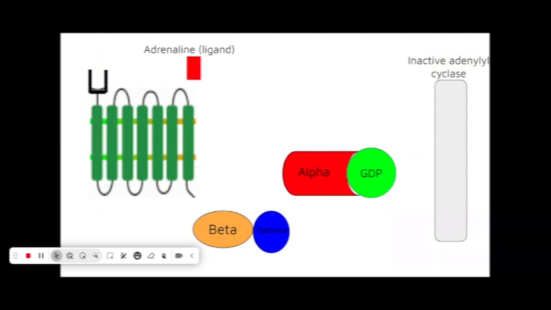Now, it's important to see that everything comes back to what originally started. We still have adrenaline floating, and we still have all of the subunits of the G protein. So this process could be replicated very easily if there were another stimulus in the environment.